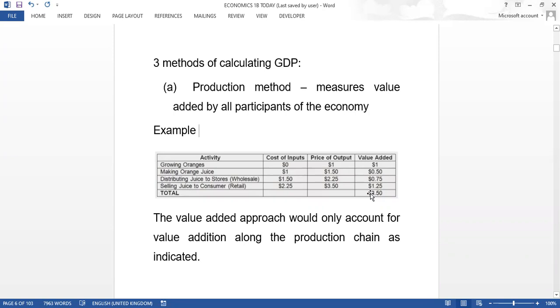So we would add up the value that has been added at each stage of production until it is presented within the market. Then we aggregate that total value with the values of other products to get the value of gross domestic product. So that is the value added method.